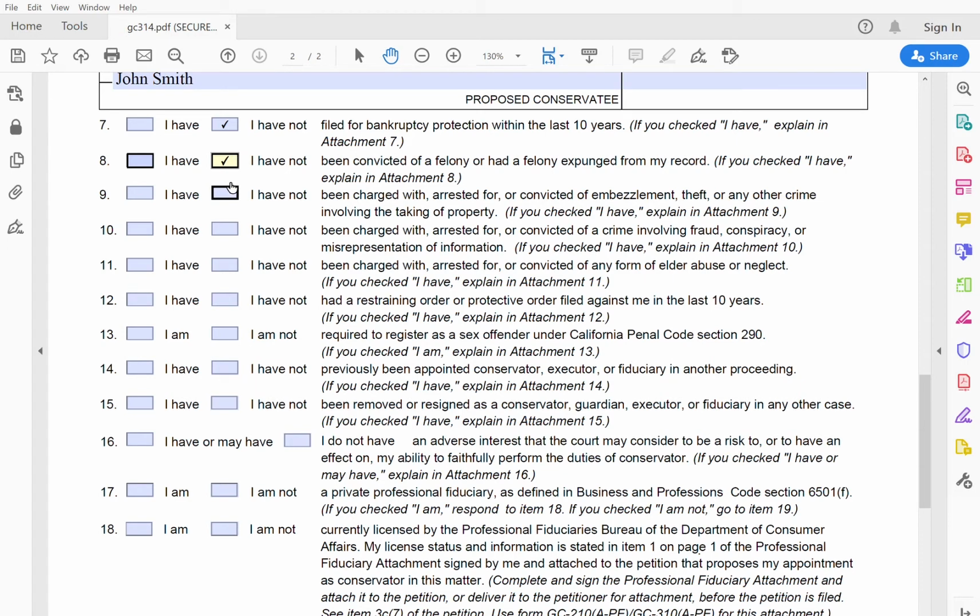Either I have or have not been charged with, arrested for, or convicted of embezzlement, theft, or any other crime involving the taking of property. Either I have or I have not been charged with, arrested for, or convicted of a crime involving fraud, conspiracy, or misrepresentation of information. I either have or have not been charged with, arrested for, or convicted of any form of elder abuse or neglect. I either have or have not had a restraining order or a protective order filed against me in the last 10 years.